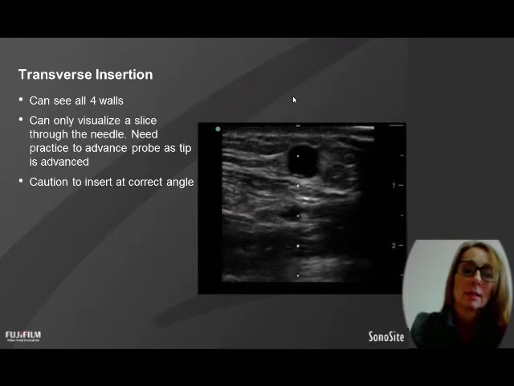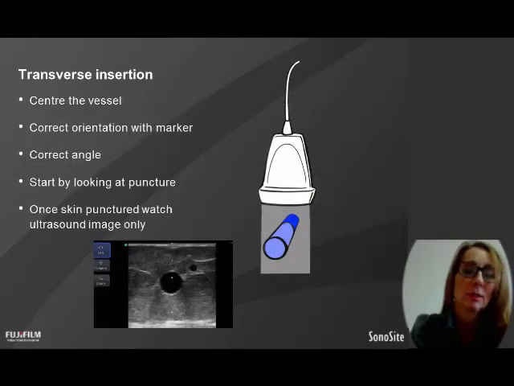Okay, so the trick is centre the vessel, make sure it's absolutely in the centre. I like to use these dots, these guides here, and have my vessel right in the centre. I make sure that my slice is lined up so that it's directly cutting through the vessel the way I want it to. I have it with the correct orientation to the marker and the correct angle.